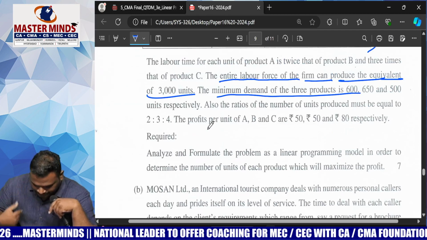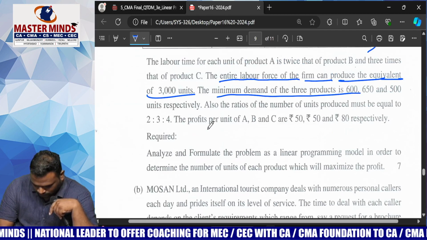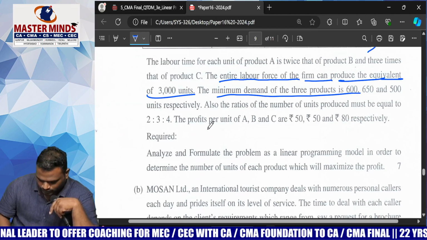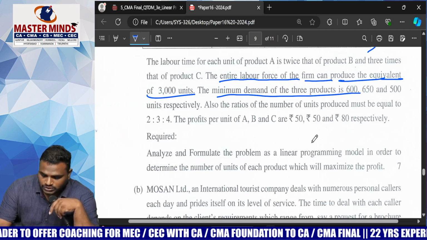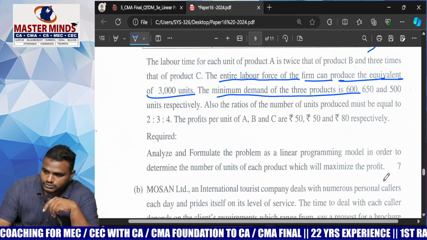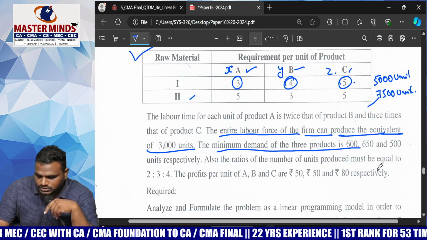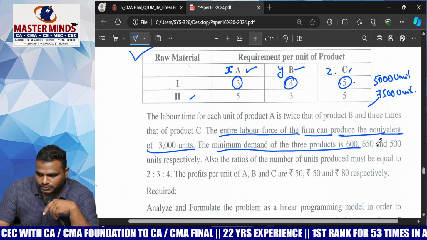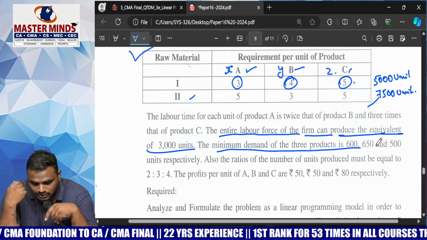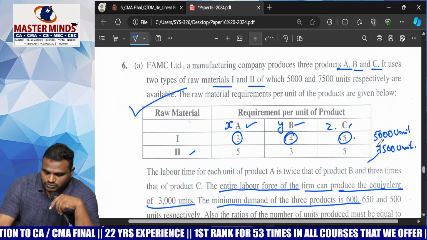Required: analyze and formulate the problem as a linear programming model in order to determine the number of units of each product which will maximize the profit. Here they are asking you to formulate the linear programming model to determine the number of units produced to maximize the profit. In this problem you may feel only one equation is difficult, that is labor. Now please try to solve this problem.